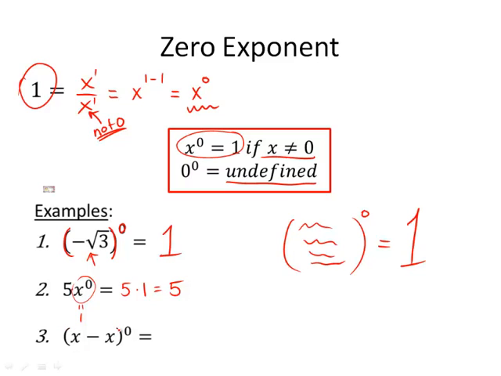Now here, this should be 1. However, what's x minus x? No matter what x is, x minus x is going to be 0 to the power of 0, and that does not make sense. It is undefined.